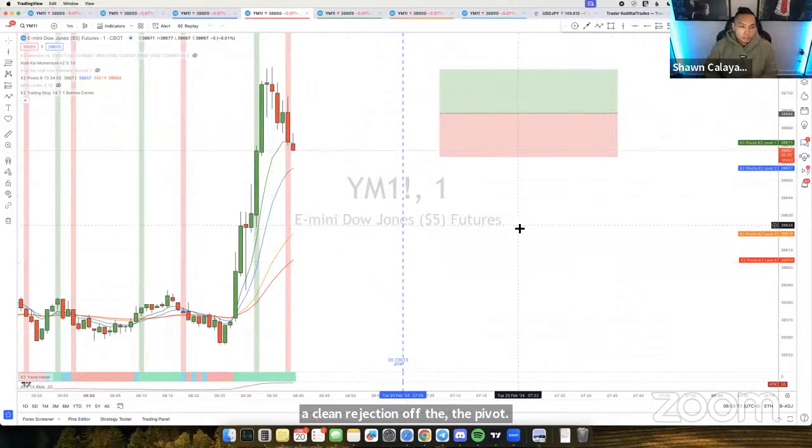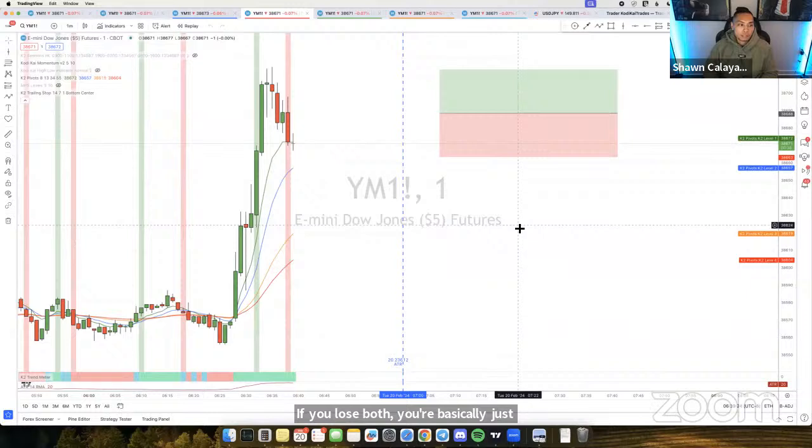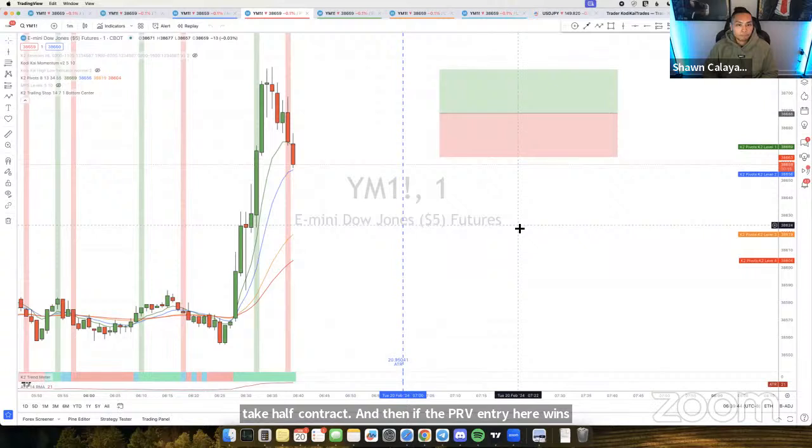But like I was saying, guys, that's why you take a half contract size, because if you lose one trade, you're only down half for the day, right? If you lose both, you're basically just losing it as if you would have just taken one trade. Because for the day, you're either looking to have a break-even day, or a full profit, or a full loss. Right now, we're currently at a half loss because we only took half contract. And then if the PRB entry here wins, you're going to be back at break even. It's like you didn't take a trade for the day. So it's like a safety net for your position when taking the breakouts in the morning.